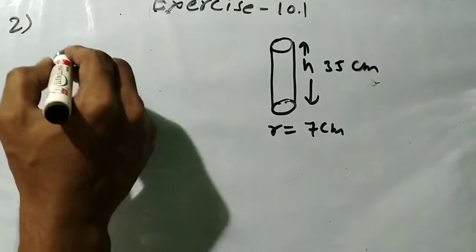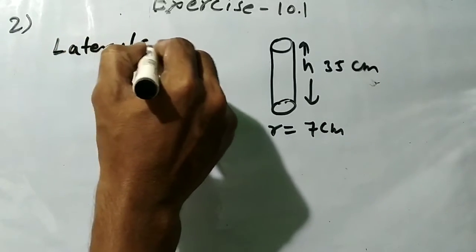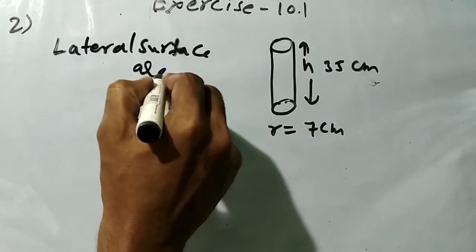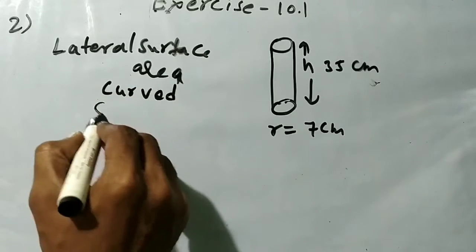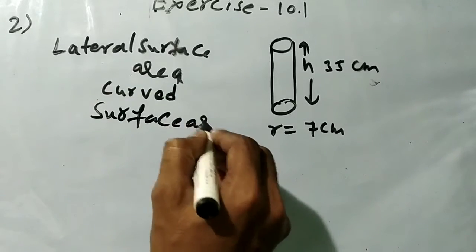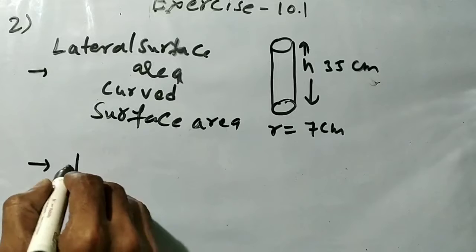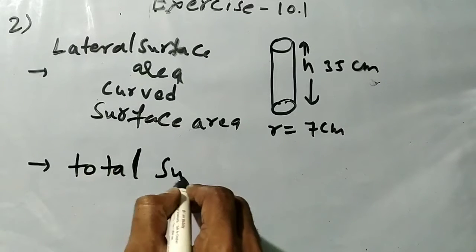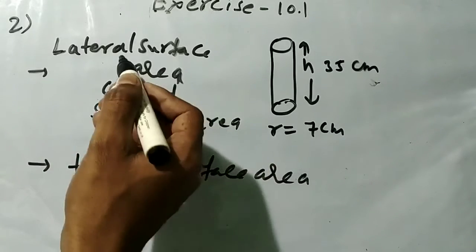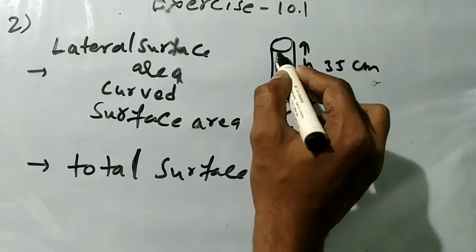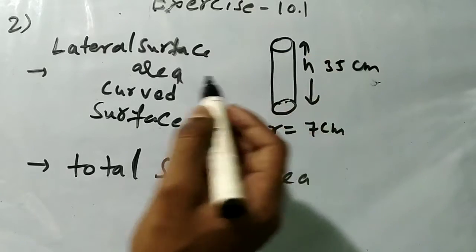Here I will explain what curved surface area, lateral surface area and total surface area are. Lateral surface area is also called curved surface area, and that is one point, and there is also total surface area. Curved surface area is nothing but lateral surface area, which covers only the length, that is the cylinder part, but not the two caps. The caps up and down are not covered in the lateral surface area.